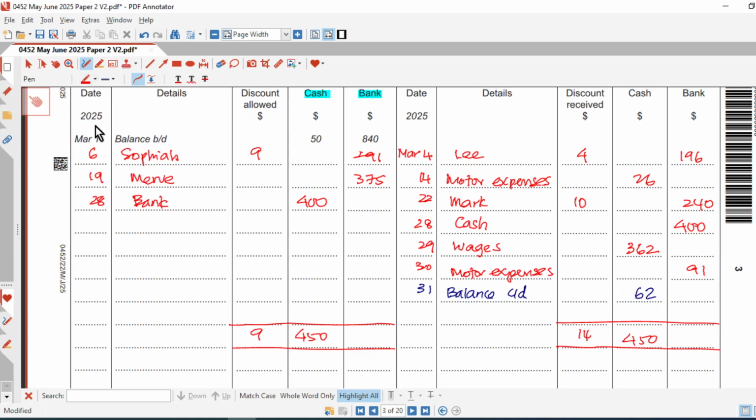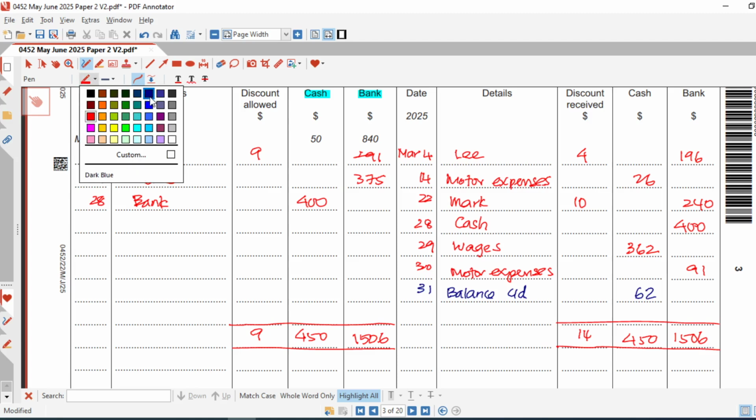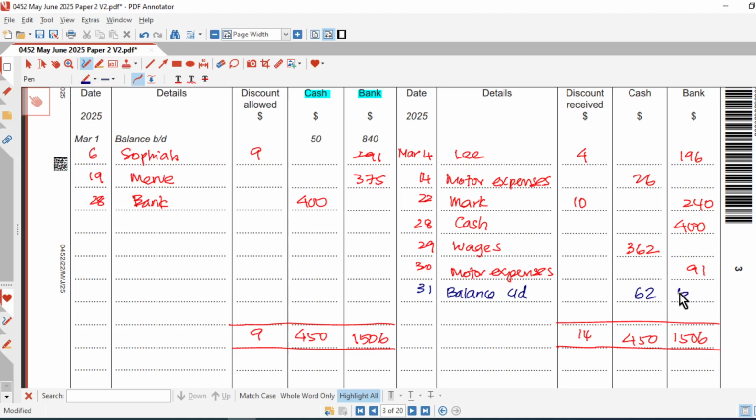Now onwards with the bank. If you look at the bank, I believe the debit side is larger, right? So you have a total of 1,506 here. Grab your handy dandy calculator and try to work out the balance. So you minus 196, minus 240, minus 400, minus 91. So you're gonna get 579 as your balance carried down.